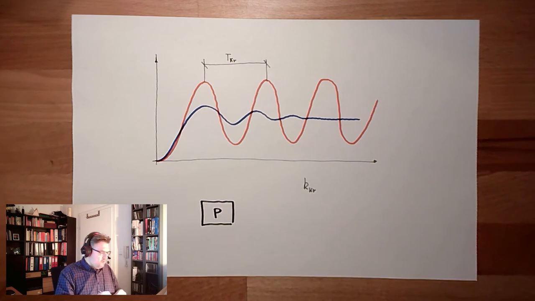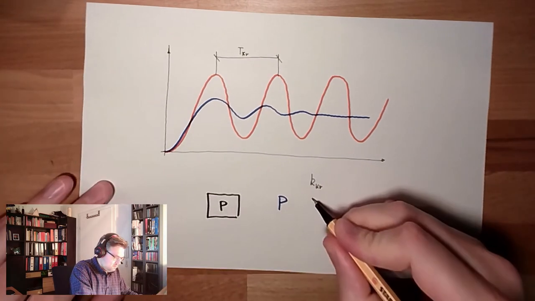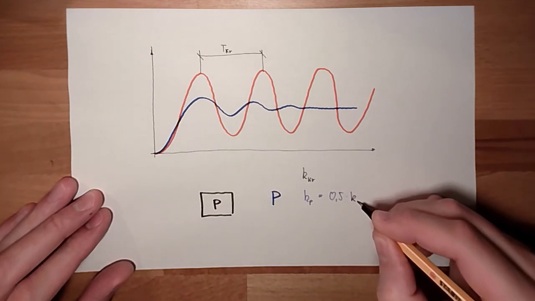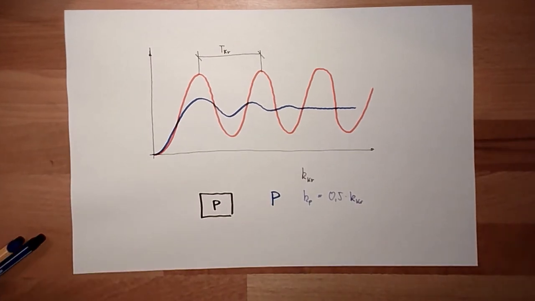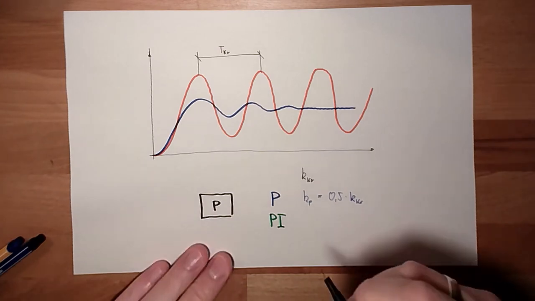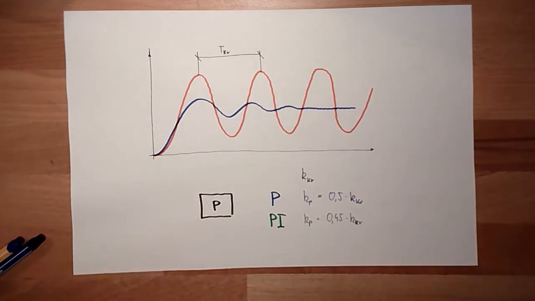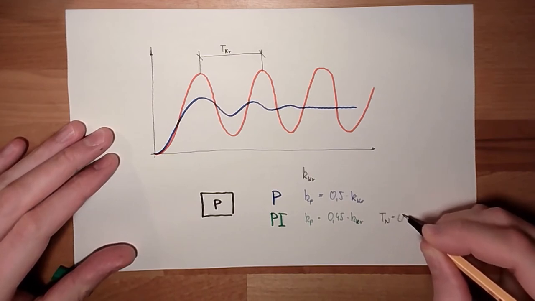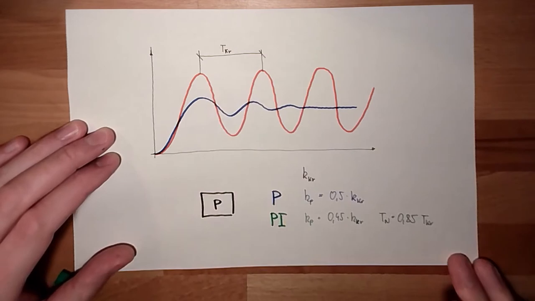So what is this? For a P controller, I set KP to 0.5 of the critical one. So that's perfect. For a PI controller, I will set the P part, KP, to 0.45 of the critical one, and the TN of the controller I will set to 0.85 of the critical period length.